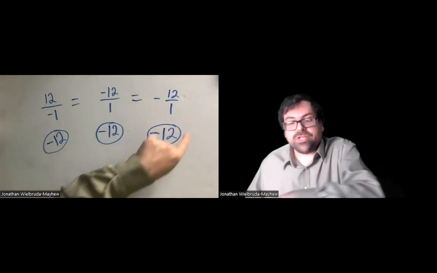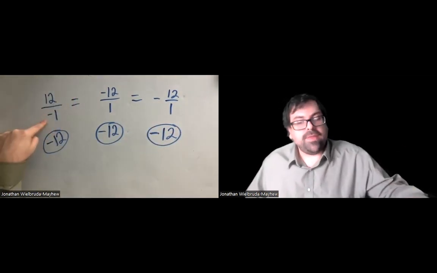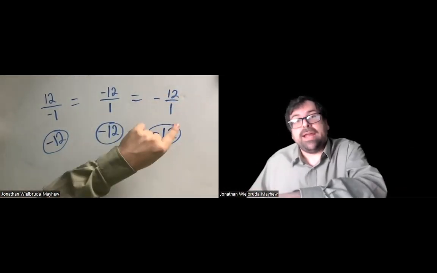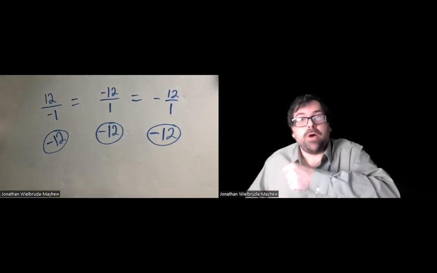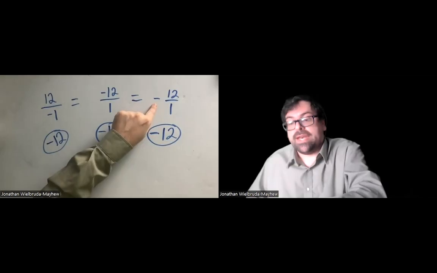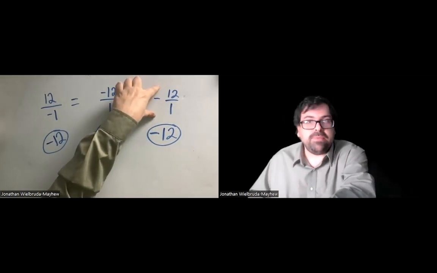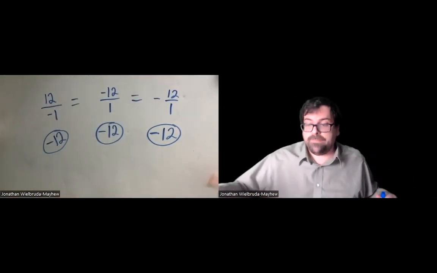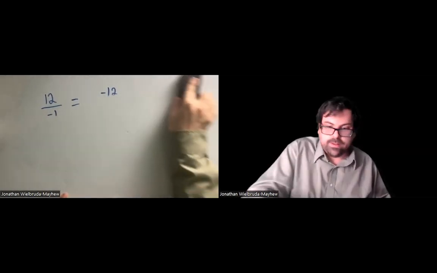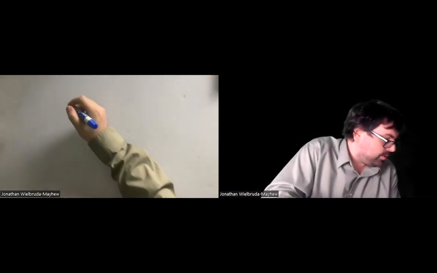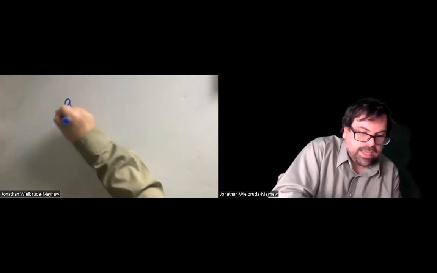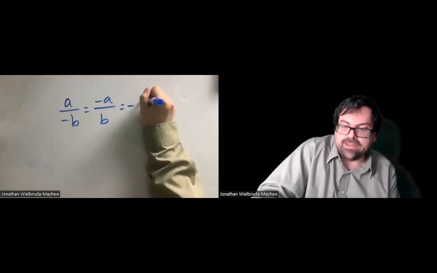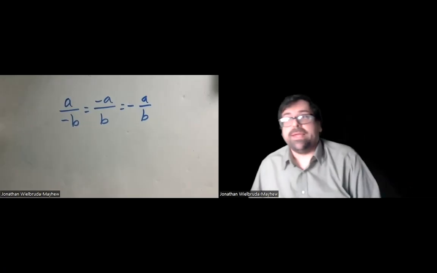A negative fraction can either have the negative on the top or on the bottom, but not both, because if we gave it to both, it would be negative divided by negative, which would turn the whole thing positive. So a negative on the outside of a fraction cannot be given to both the top and the bottom. It's either the top or the bottom. In general, a over negative b equals negative a over b equals negative the entire a over b.